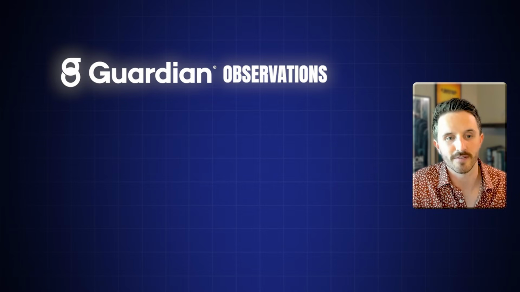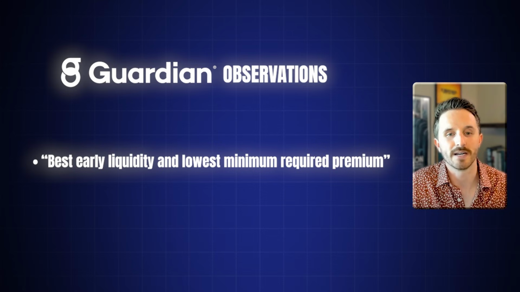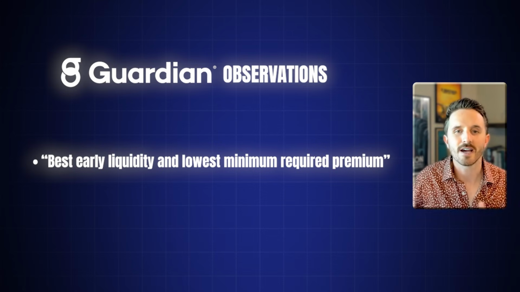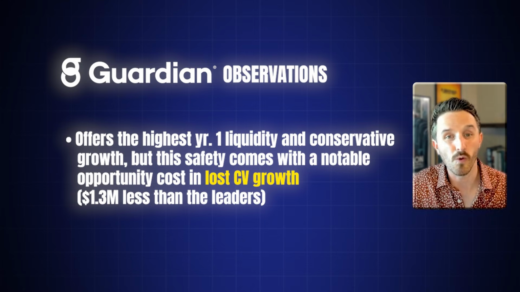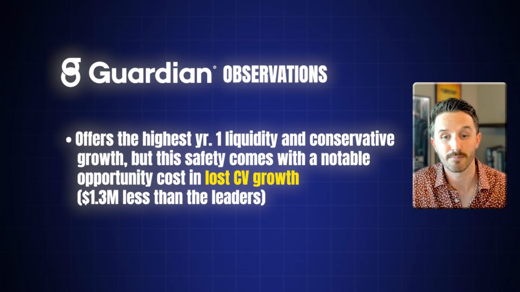Now, some Guardian observations. I would call them the best early liquidity and the lowest minimum required premium carrier. Now, they offer the highest year 1 liquidity and conservative growth, but this safety comes with a notable opportunity cost in cash value growth. They are about 1.3 million less than the leaders by year 50.